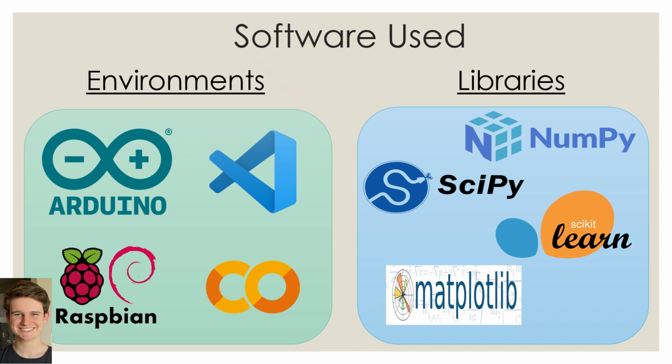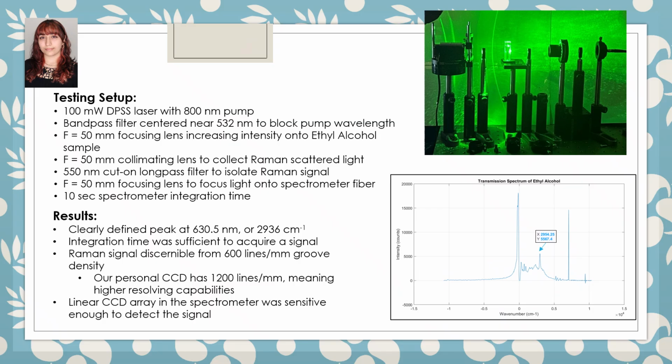Software used for this project includes the Arduino IDE for programming the ESP32, Visual Studio Code and Google Colab for the Python code testing, and the Raspbian operating system for running the tested Python code through the Raspberry Pi terminal. The Python libraries used are NumPy for manipulating the digital spectrum data, SciPy for the easy-use Euclidean distance function, scikit-learn or sklearn to import the k-nearest neighbors classifier, and PyPlot from the MATLAB plotting library to generate the spectral signature graph.